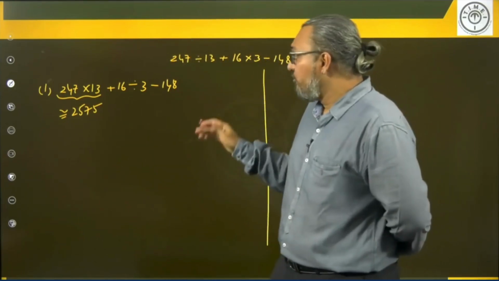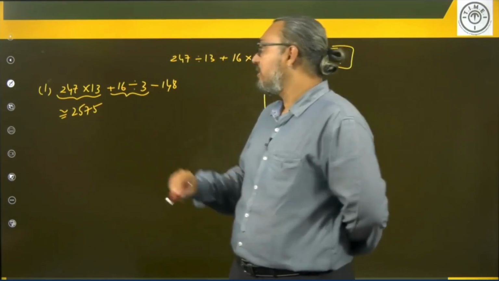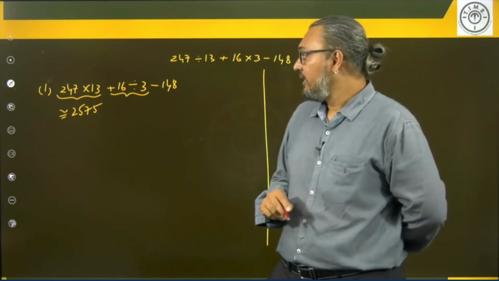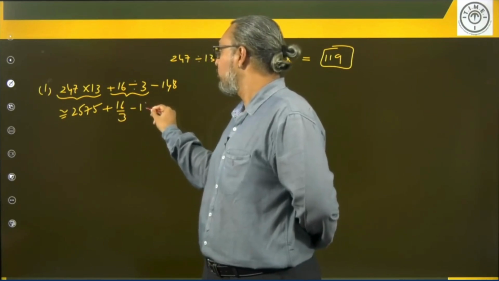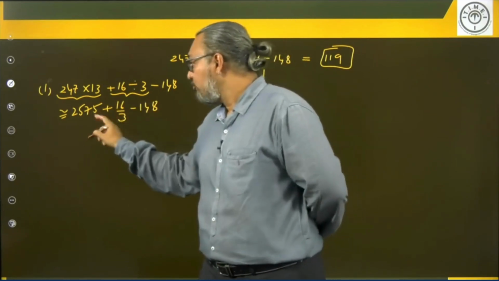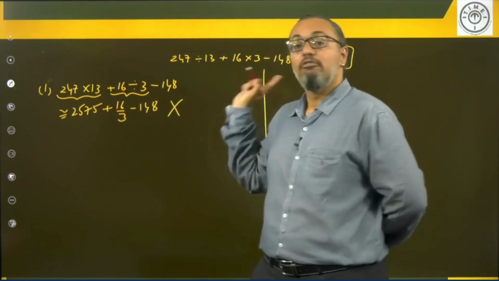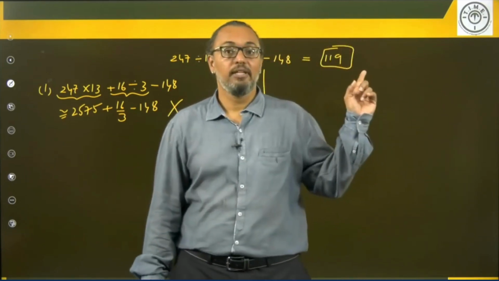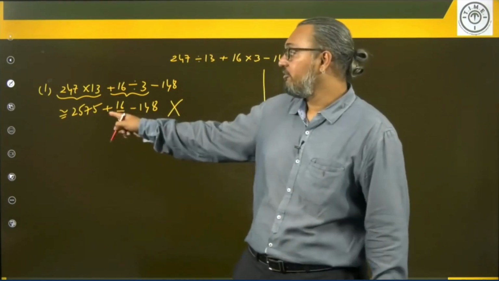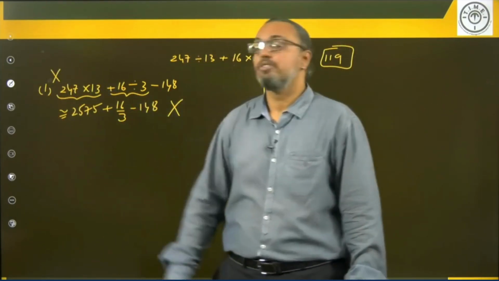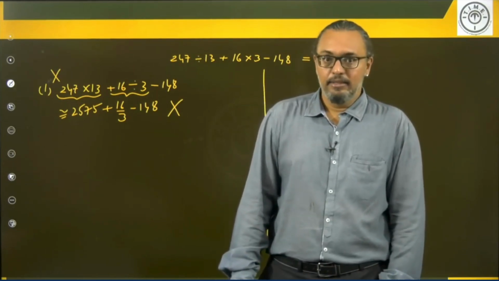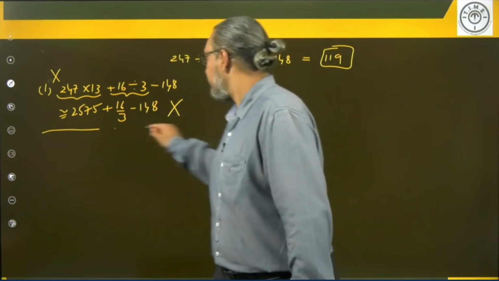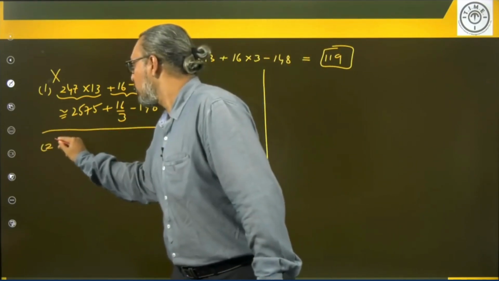But with that, you have plus 16 divided by 3, and then negative 148. So with that value, am I going to get 119? Because that is what I need, 119, which is a very small number. Here I am getting a very huge number. So you should say the first option is not going to be my answer using approximation.